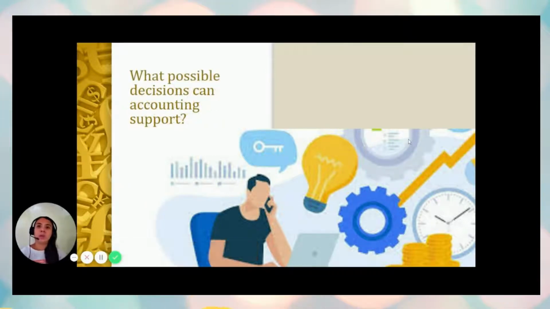An owner will also need help in making decisions. What possible decisions can accounting support? Could be, will I be able to pay my liabilities if I earn this much? Or can I open more branches? Or can I buy a new equipment? Should I adjust my price? Or do I need to cut cost?